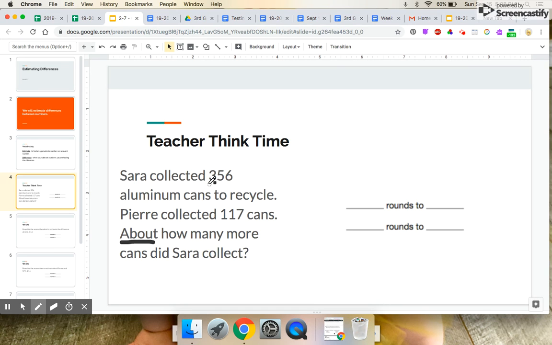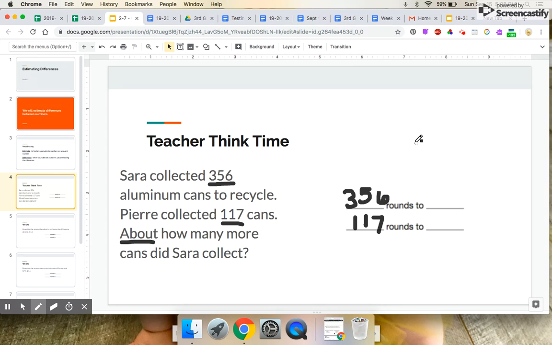So Sarah collected 356 and Pierre collected 117. I'm going to write down those numbers, 356 and 117. To find this, I would subtract 117 from 356. That's kind of tricky for me, and I only want to know about how many more. I don't need to know the exact one. So I'm going to round first, and then I'm going to subtract.